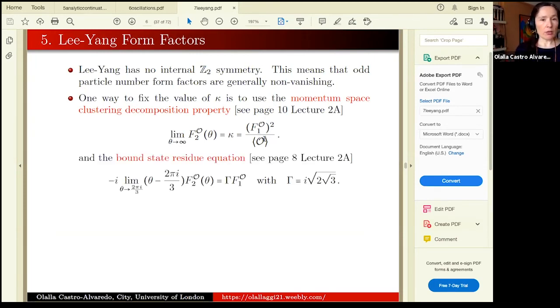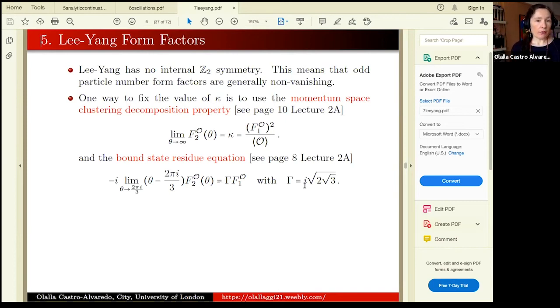And the other constraint is that I have a bound state residue equation. So I know that the residue of the pole of this form factor at the bound state, that should also be proportional to the one particle form factor, okay? By a constant, which in this model is actually this constant here. That's the residue of the pole of the S matrix, the square root of it. And it has an I. The fact that there is an I actually is connected to the non-unitary nature of the theory in some sense.